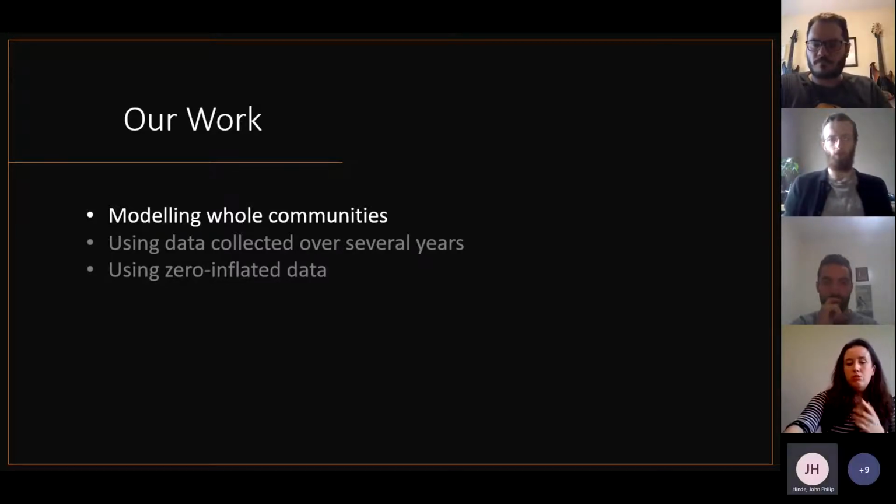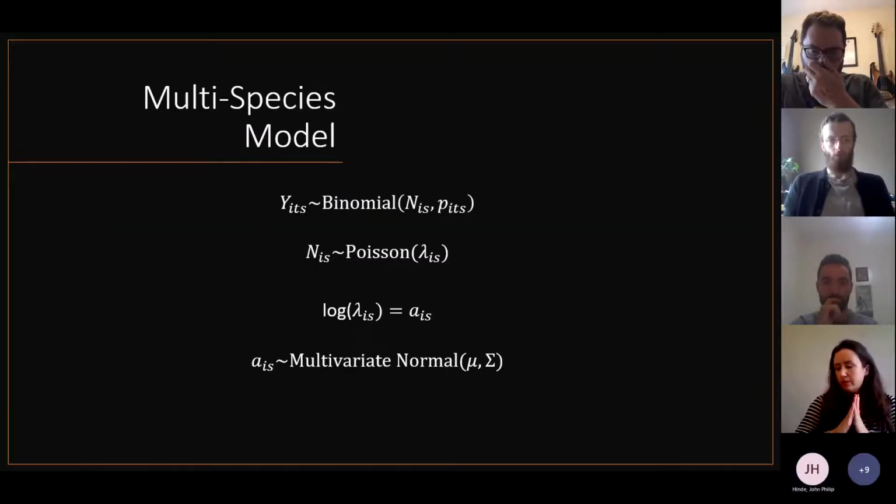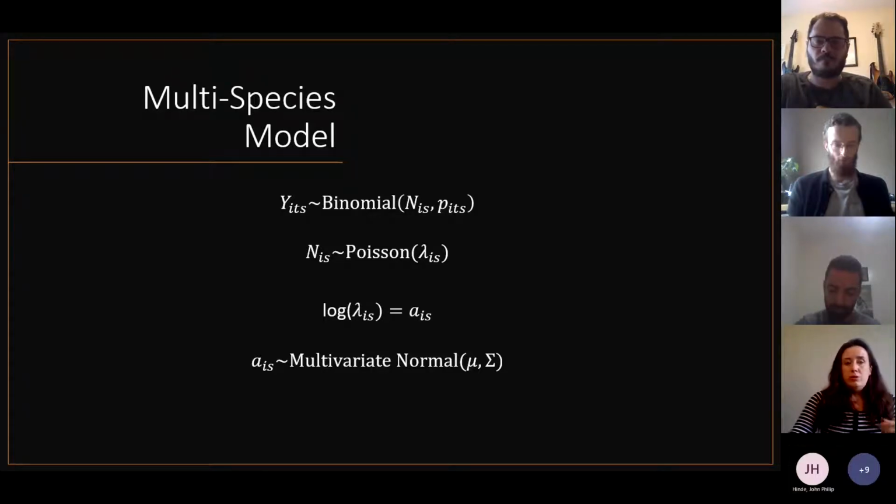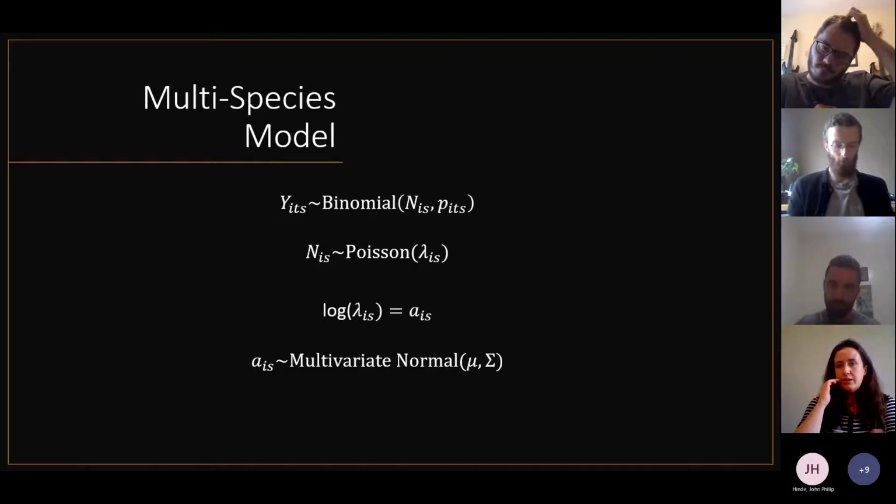But I will start with our original multi-species N-mixture model, which looks like this. We have our observed abundance, which follows a binomial distribution, and our actual abundance, which follows a Poisson distribution, which is the same as the original N-mixture model. You'll see that now in our observed and our actual abundances, we have an extra subscript s. s represents the species that's being examined.